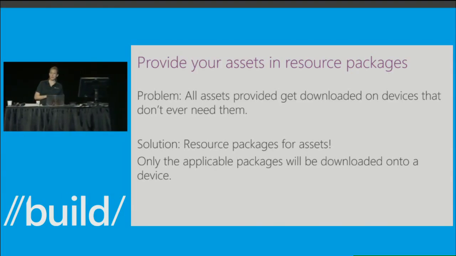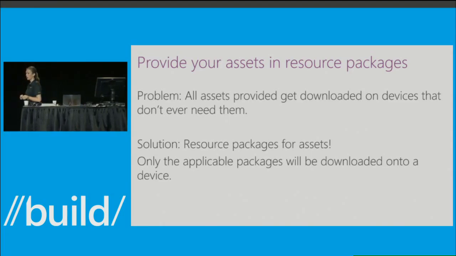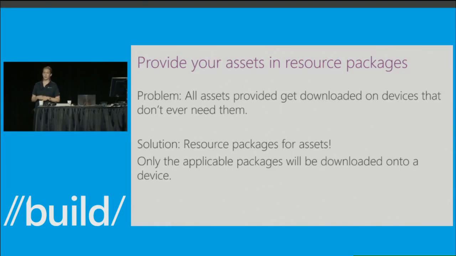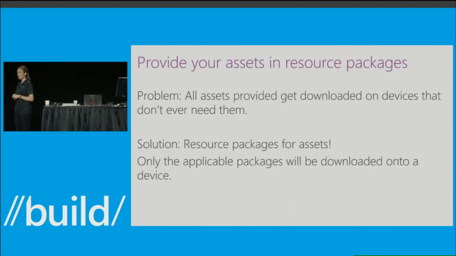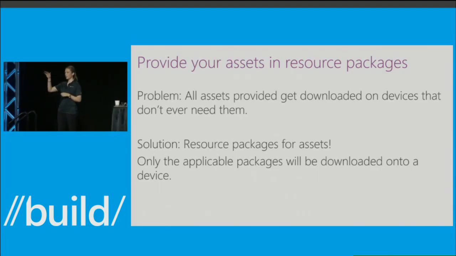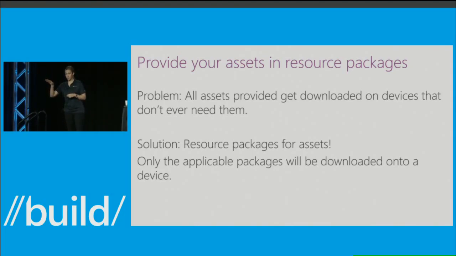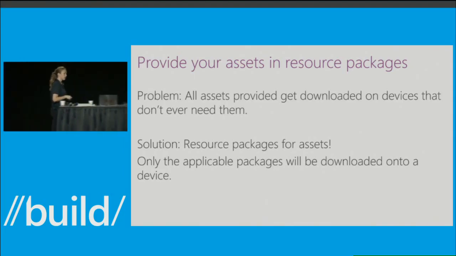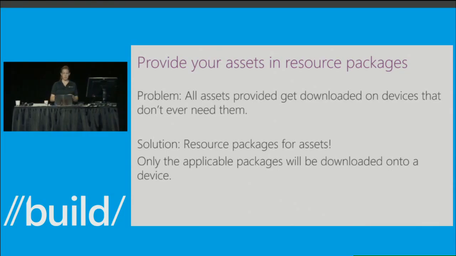Resource packages for assets means you can place the assets for each scale factor in resource packages, and then we'll only download the most applicable one. So for example, a Surface RT will just download the 100% asset package for your app, and therefore the disk space won't be taken up by a bunch of high-resolution, 180% scale factor files. Now there's another talk that's going into how you do this and some of the details around this for the multi-mon scenario that I mentioned, and I'll reference that talk at the end.